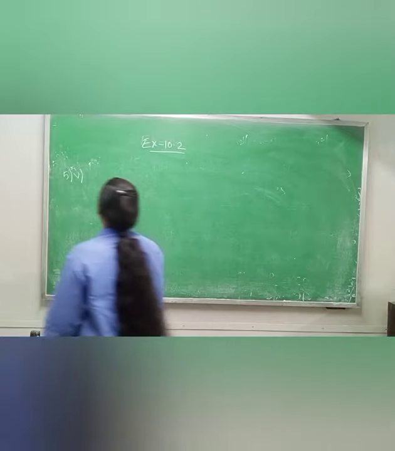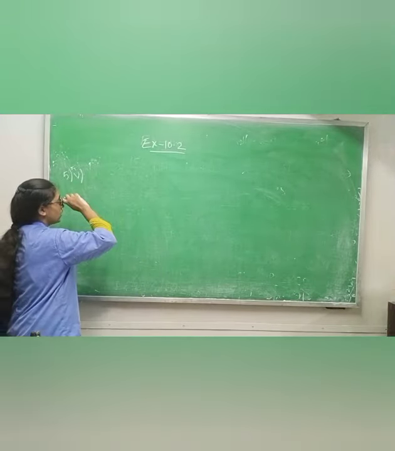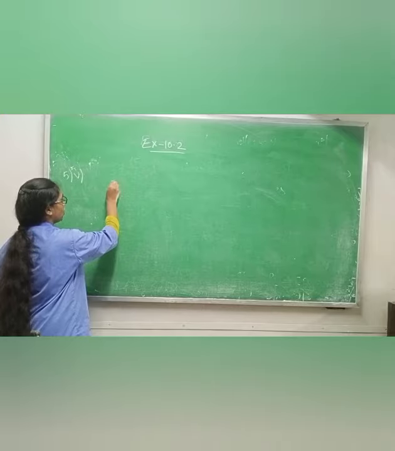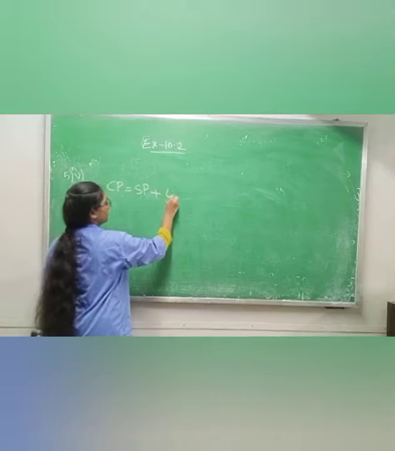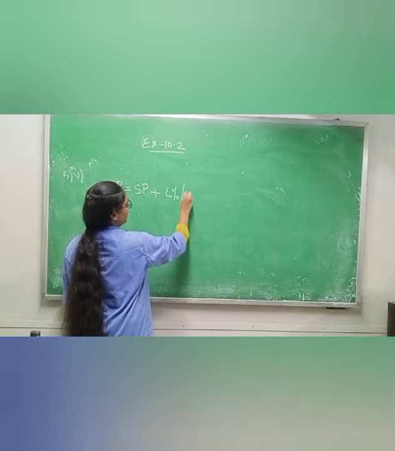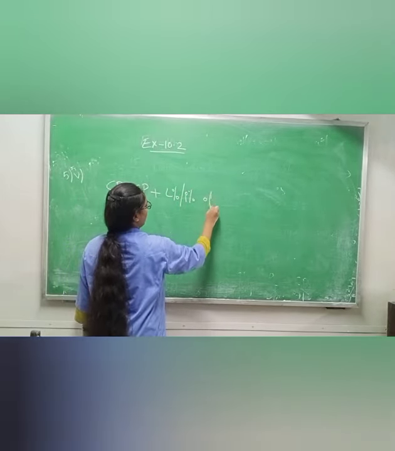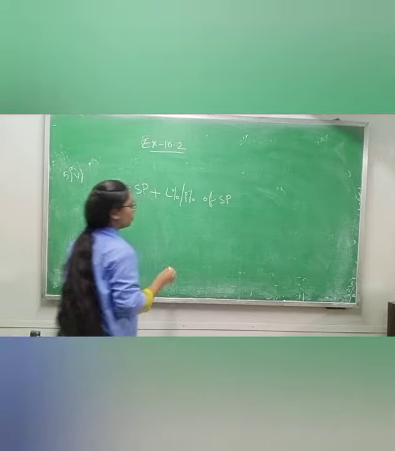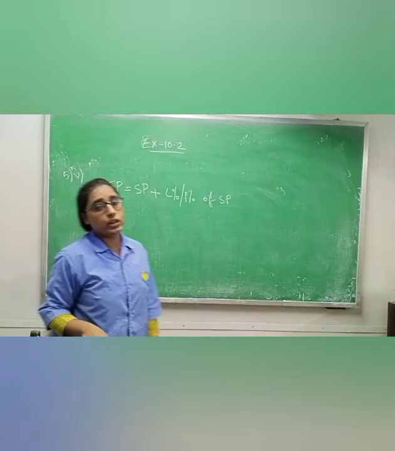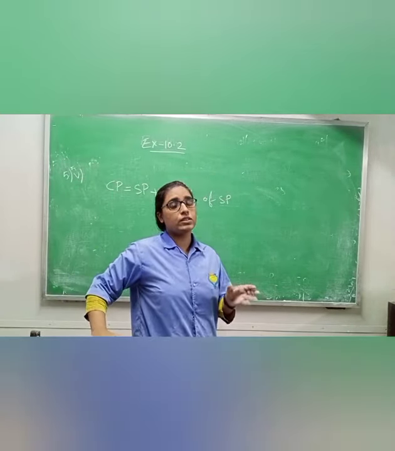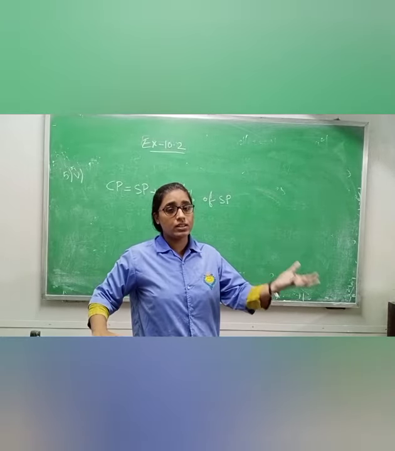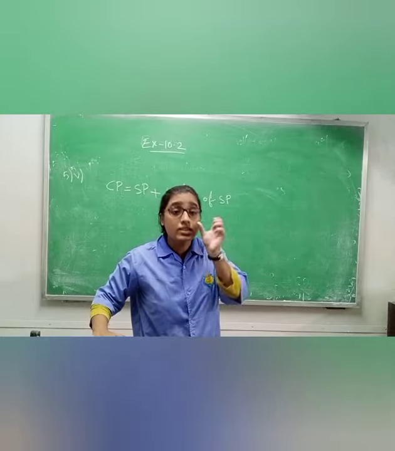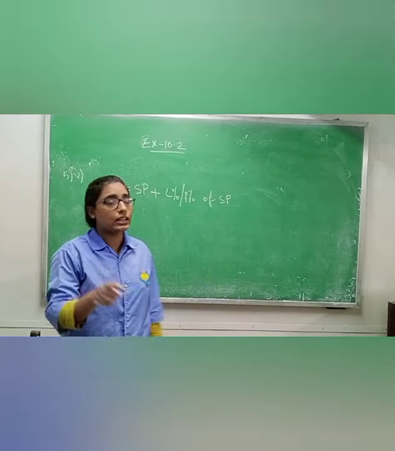Whenever this type of question is given to you, what is the formula to find the cost price? Cost price equals selling price plus loss percentage or profit percentage of selling price. This is the formula when they ask what the cost price will be when one thing is sold at rupees this at a loss of this on selling price. This is the keyword, selling price.